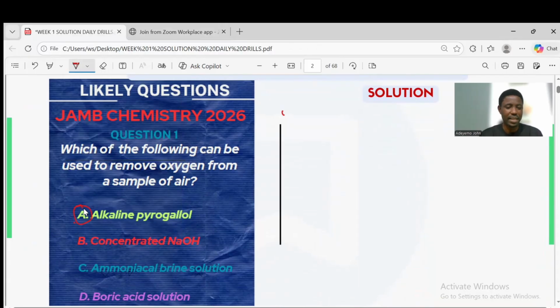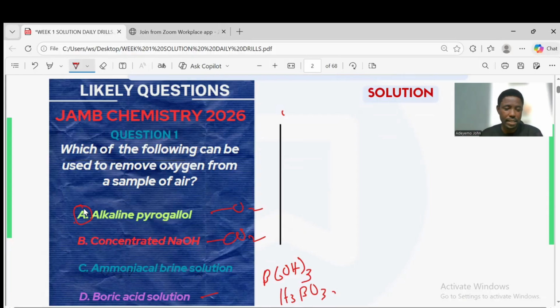In case sometimes you can talk about concentrated sodium hydroxide, this one will remove CO2. This is for oxygen. Or ammoniacal brine solution, this is another solution entirely. It's used in the Solvay process. Boric acid, have you seen this formula before? That is boric acid, H3BO3, which I can also write that way.